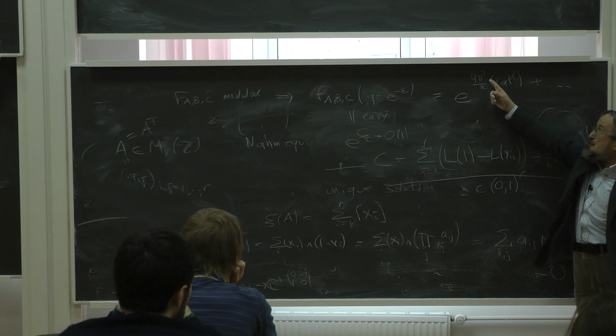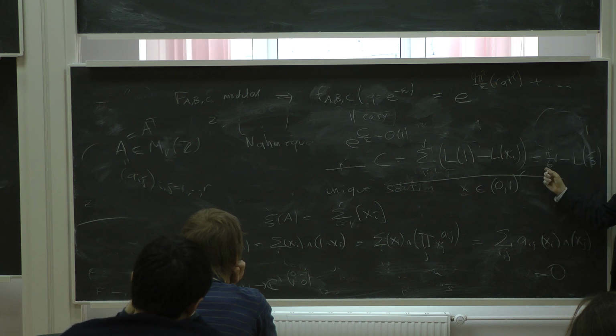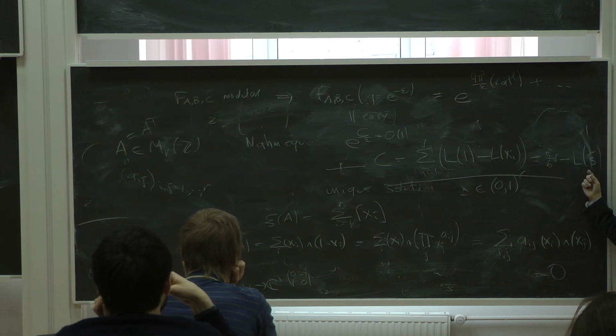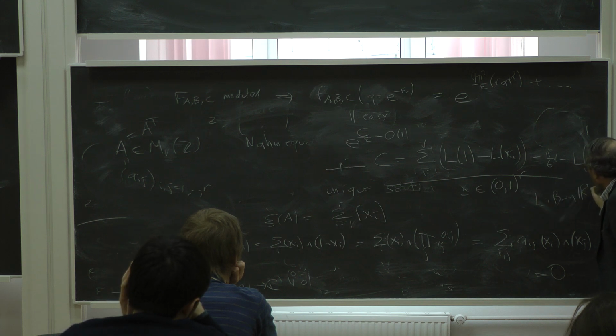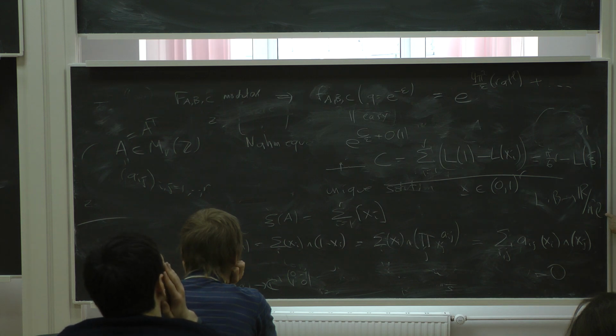So if this thing is a rational multiple of pi squared, then this is a rational multiple of pi squared. But remember that L went from the Bloch group to R modulo pi squared Z. So to have a rational multiple of pi squared means that the image is torsion.